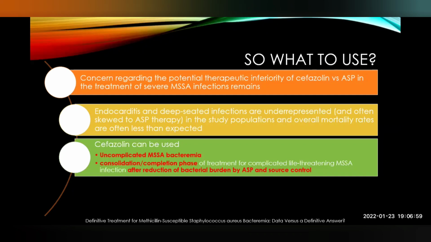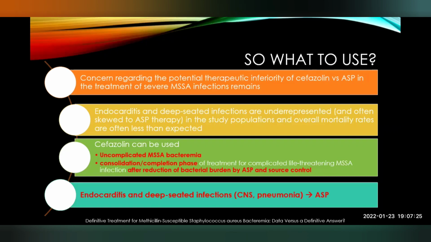Hence, where can you use cefazolin? Cefazolin can be used in uncomplicated MSSA bacteremia, and it can be used in the consolidation or completion phase. Initially, you treat the patient with anti-staphylococcal penicillin, and once the bacterial burden has reduced, so that there won't be any inoculum effect, after adequate source control you can shift the patient to cefazolin. And in cases of severe infection like endocarditis, deep-seated infections, CNS infections and pneumonia, it is better that anti-staphylococcal penicillin be given. So I hope I'm clear.